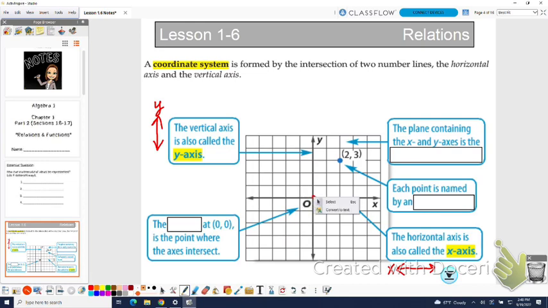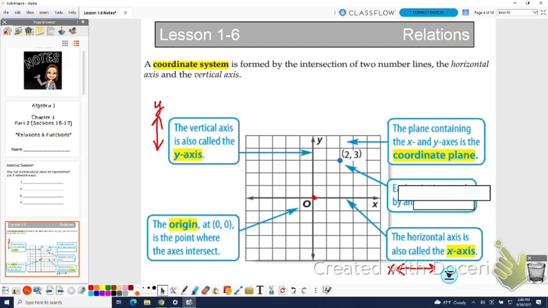We have a point at the center here. That is the ordered pair 0, 0, and that is called the origin. So write these in the spaces in your notes. That is where the 2 axes meet at the center, the origin point. The whole plane containing both the x and y axis, we call this the coordinate plane, and each point is named by an ordered pair. So, for example, 2, 3 is the ordered pair for that one dot that is right here. And we'll talk about refreshing your memory on how to plot points here in the next slide.